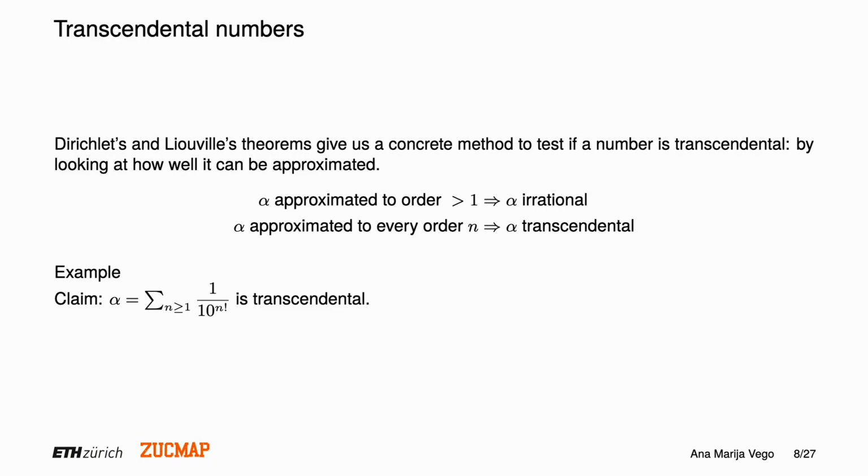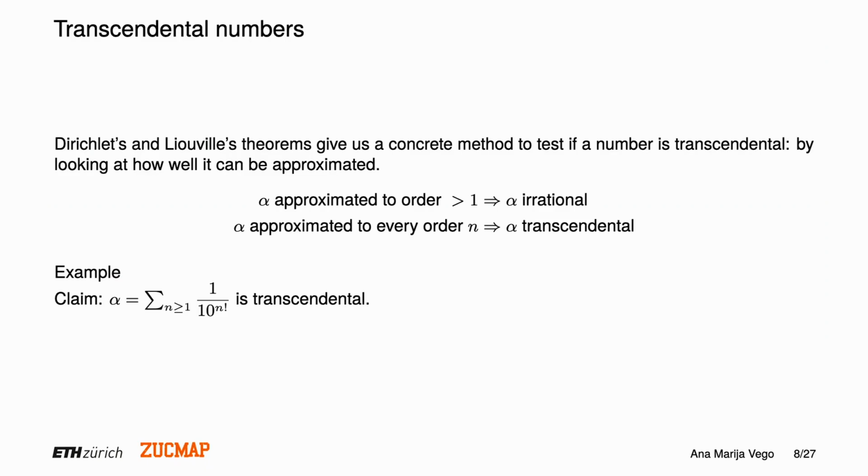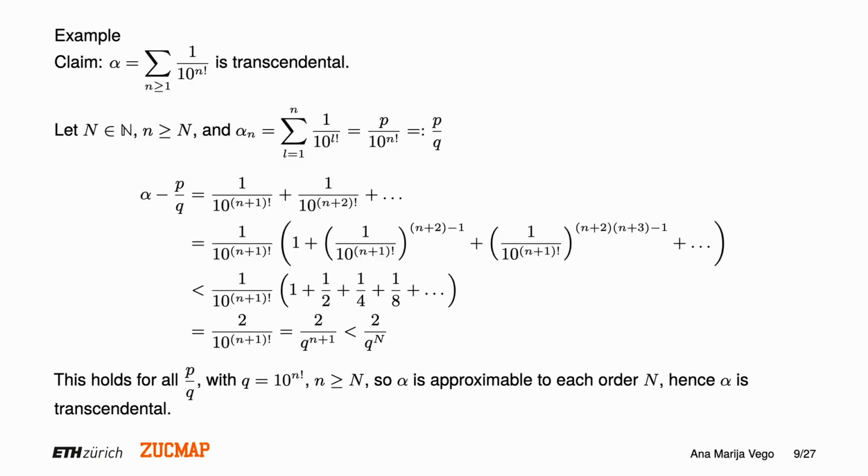So all we need to show is that if we pick a real number, we can choose infinitely many fractions such that we can approximate that real number, such that the difference can be bounded from above by some constant depending on the real number divided by q to the power of any positive integer. And I will show that. So the claim is that this number is transcendental, and we can do this relatively easily.